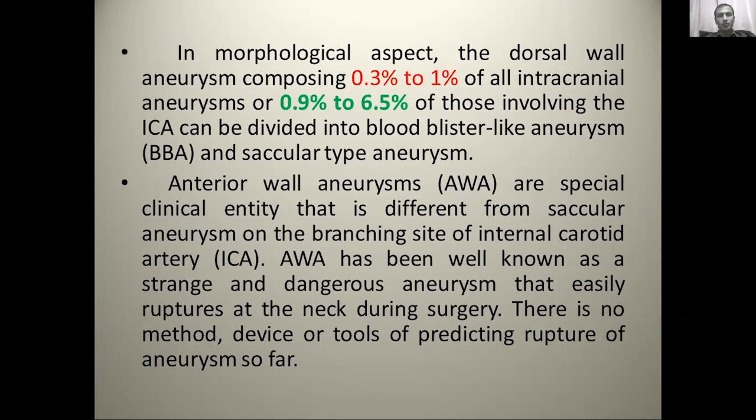About 0.3 to 1% of all intracranial aneurysms compose dorsal wall aneurysm. It's very rare, and they are divided into blood blister-like aneurysm and saccular type aneurysms. And anterior wall aneurysm is a special clinical entity, different from saccular aneurysm on the branching side of internal carotid artery.